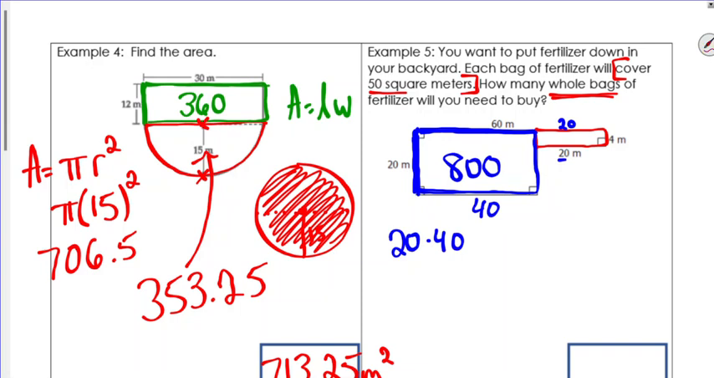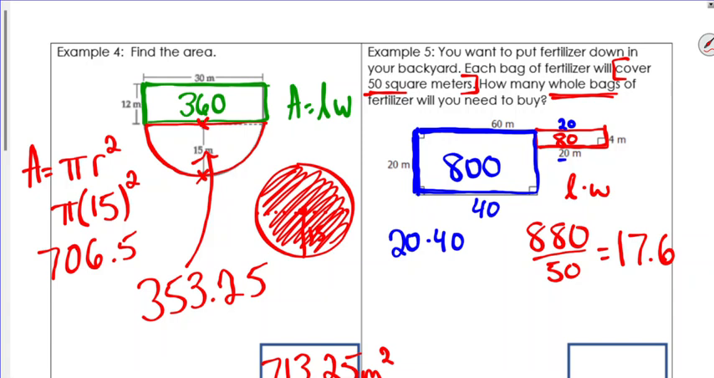The red one's directly labeled for us. That is 20, that is 4, my length and my width, so 4 times 20 is 80, so 80 is the total area. I want to figure out how many of these bags I really need, so I'm going to divide that by 50. That tells me that we need 17.6 bags to cover it exactly. So 17 wouldn't be enough. We really need the 18th bag to cover the entire thing.